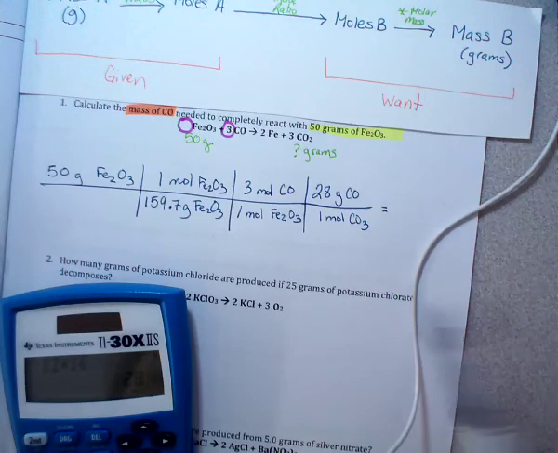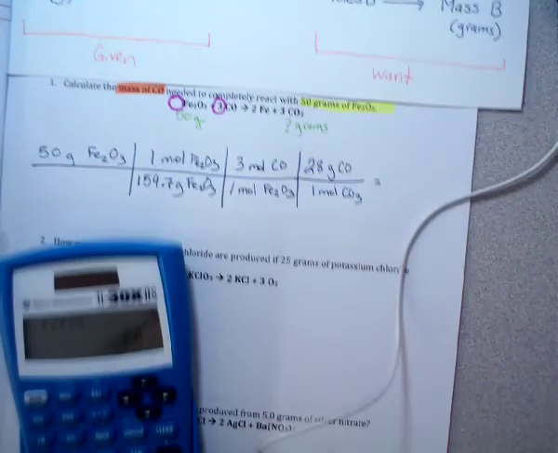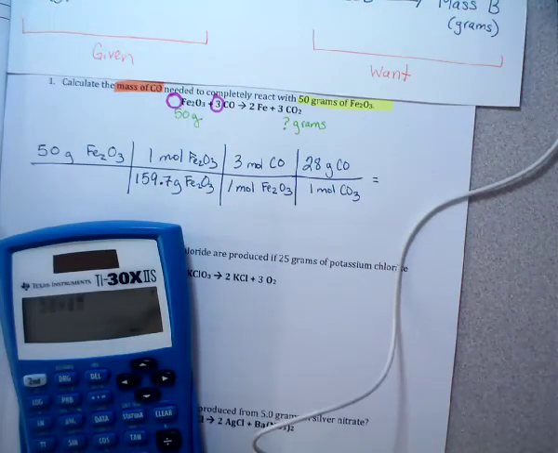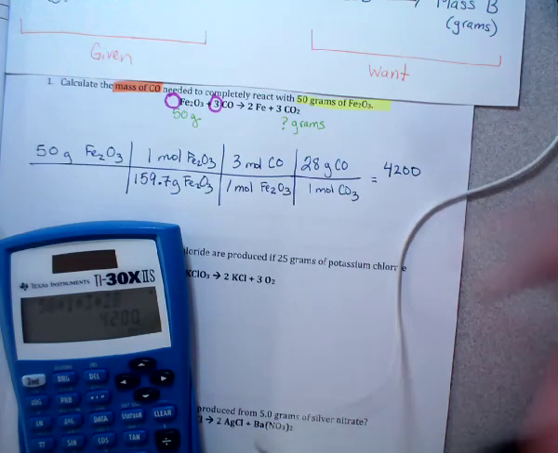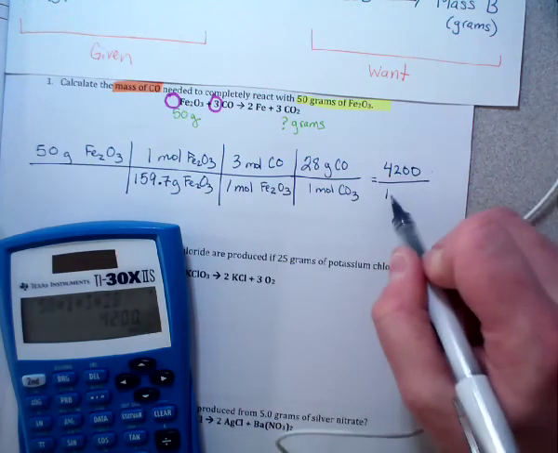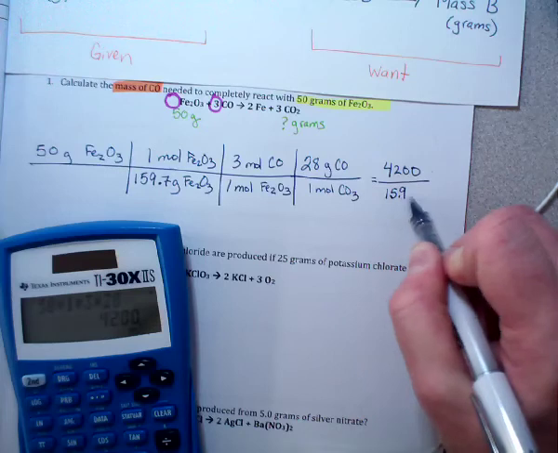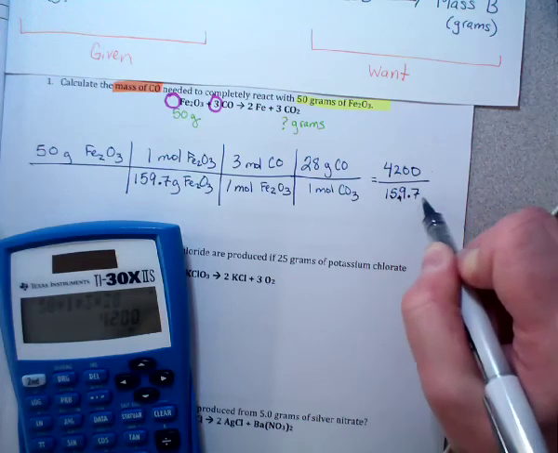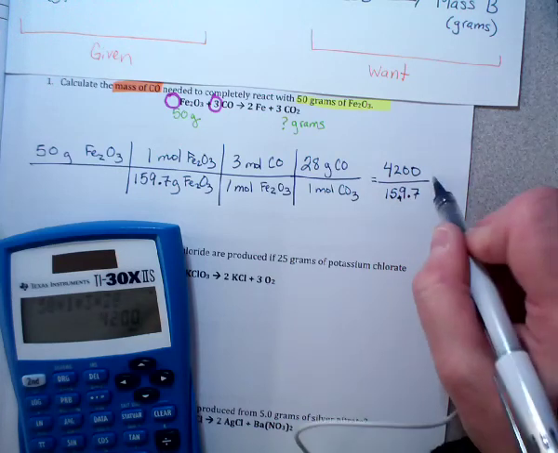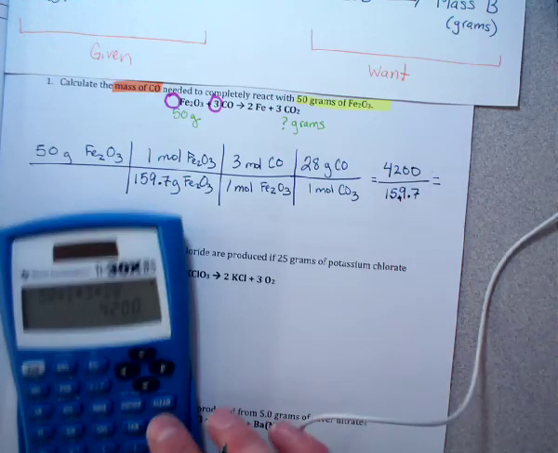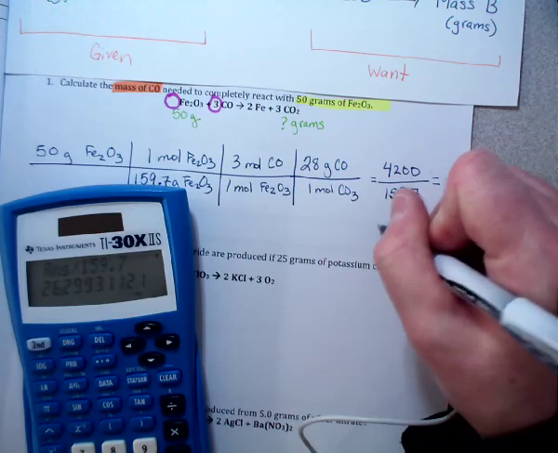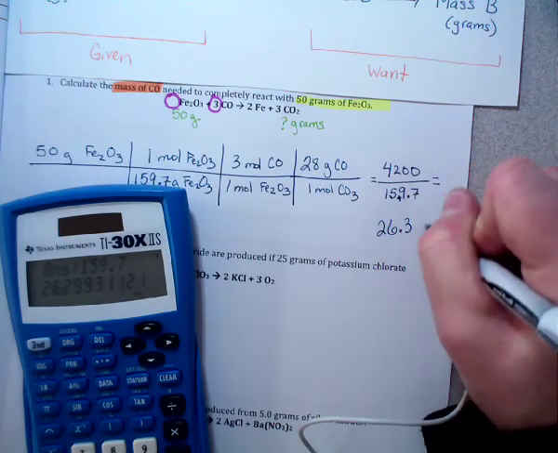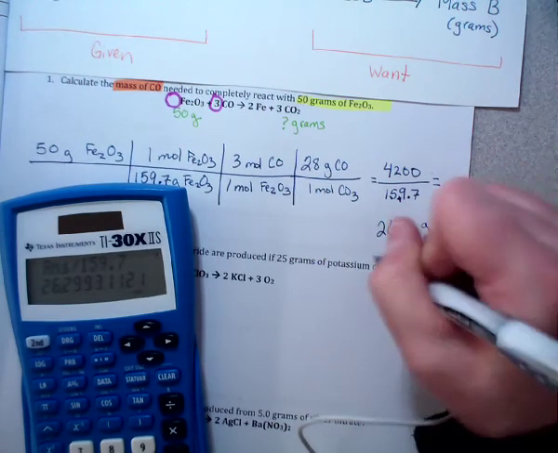To get my final answer, I multiply all of my numbers on the top. So 50 times 1 times 3 times 28, 4,200. And then I multiply across the bottom, which is 159.7 times 1 times 1. I'm going to divide 4,200 by 159.7, and I have a final answer of 26.3 grams of carbon monoxide.